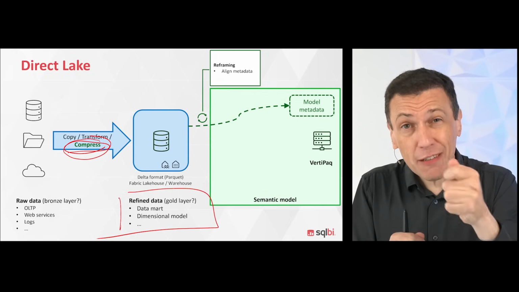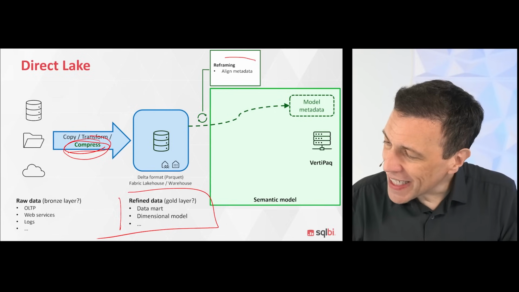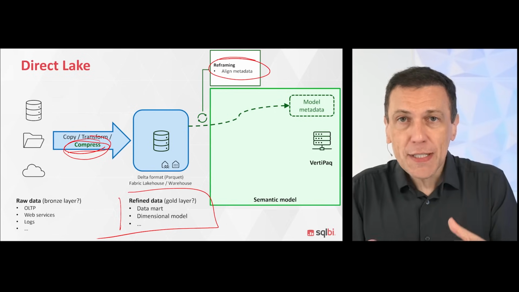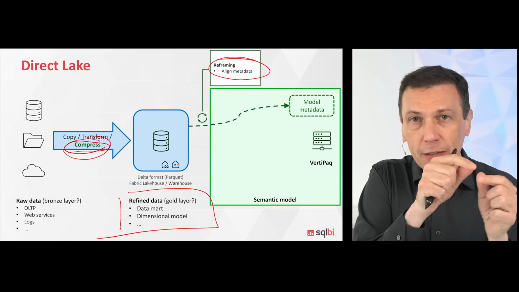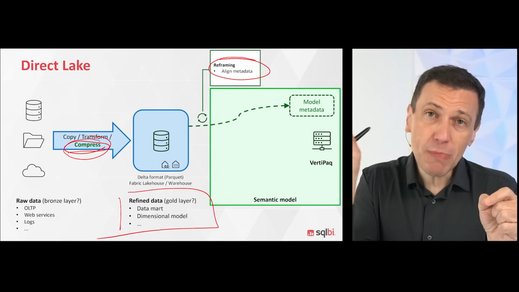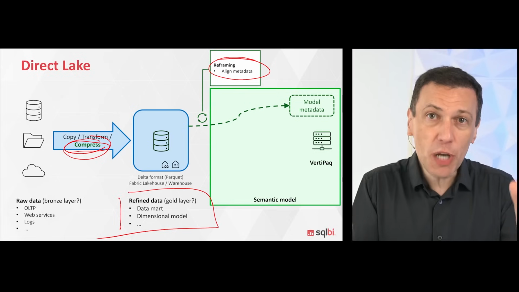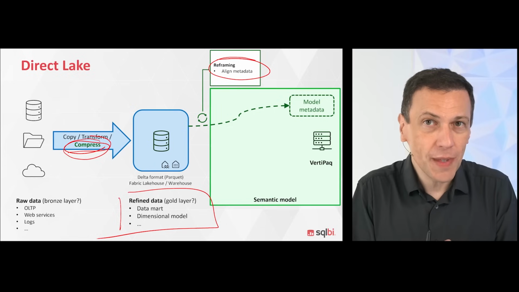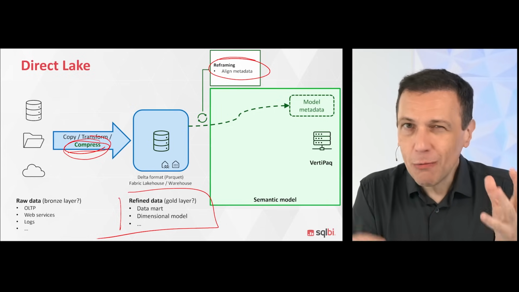However, there is a refresh needed for aligning the metadata. So this step is called reframing. Whenever there is some change in the Lakehouse, there is a discrete operation that must be made on the semantic model to say, oh, look, there is some change, refresh your metadata, and invalidate what you had before, also in terms of cache. Now, but where is the data?